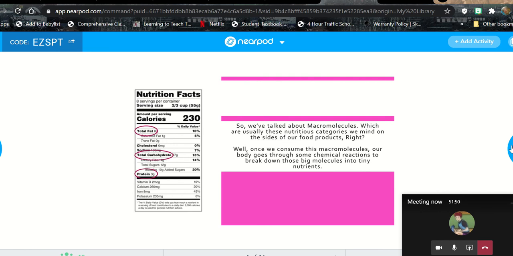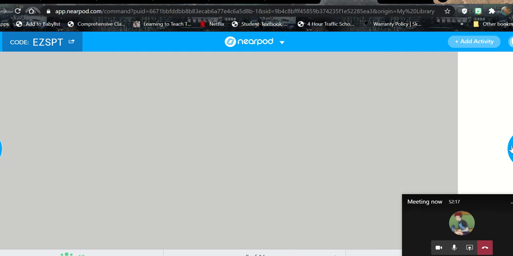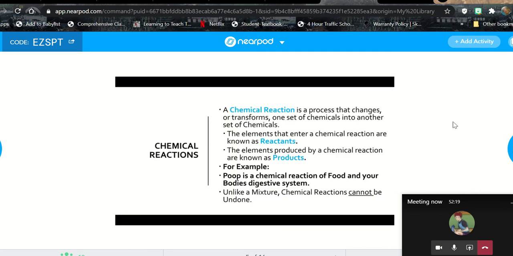So those are your macromolecules. The fact of the matter is, once we consume and digest these macromolecules in all the foods that we eat, our body goes through a chemical reaction to break down those big molecules. Macro means big. Big molecules are broken into tiny nutrients. Thus, they're called nutrition, part of nutrition. So let's talk about that breakdown, that chemical reaction, right?